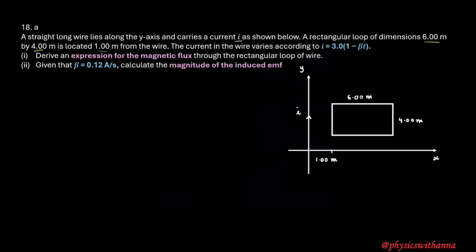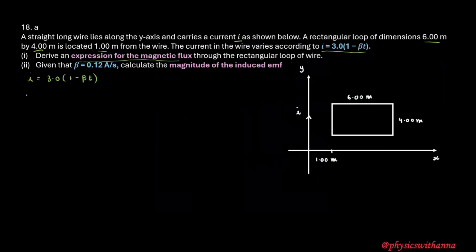The current in the wire varies according to I equals 3.01 minus beta t, where the value of beta is 0.12 ampere per second. We need to derive an expression for magnetic flux through the rectangular loop of wire. So here we have a current I going through the straight wire, which is a function of time given as 3.01 minus beta t. And I need to find an expression for magnetic flux on the rectangular loop because of the wire.